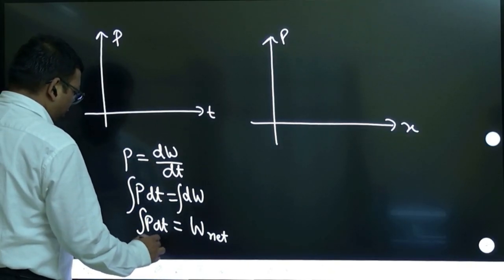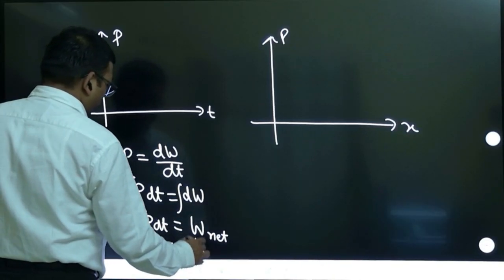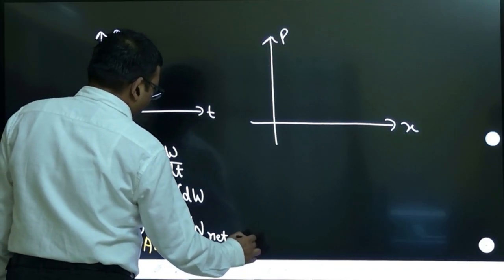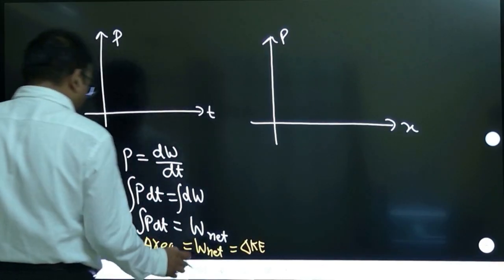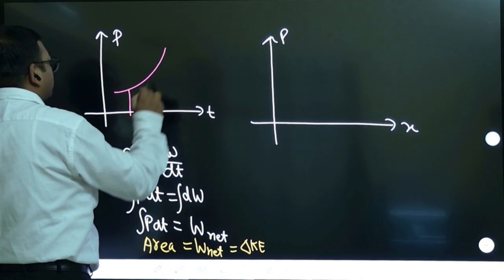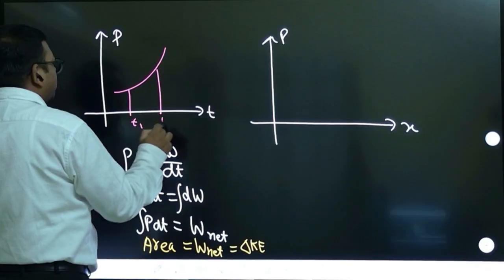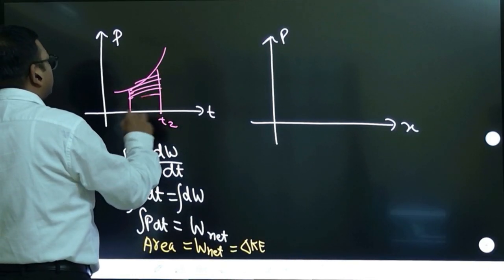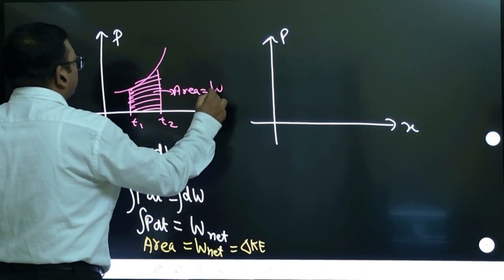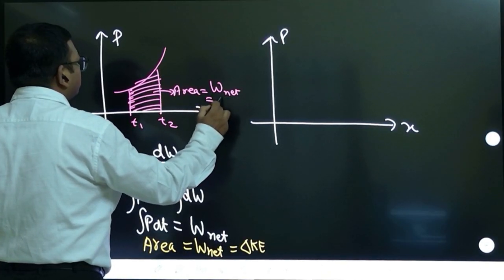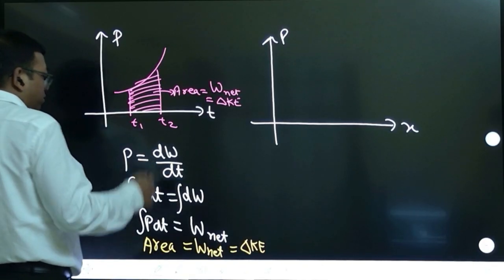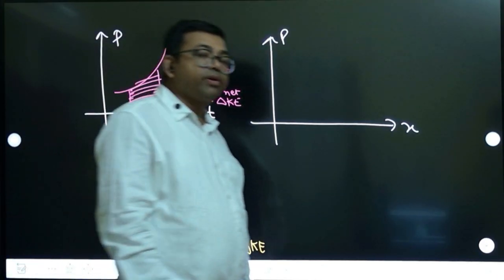Area. So the area under this power-time graph will give the total work done, which can also be written as change of kinetic energy, right? Change of kinetic energy according to the work-energy theorem. So suppose this graph is there and you take the interval between two times t1 and t2. If you calculate this area, it will give you the net work done, or the change of kinetic energy. This is one concept, which is not new, because you know what area is and what the slope of a graph is.